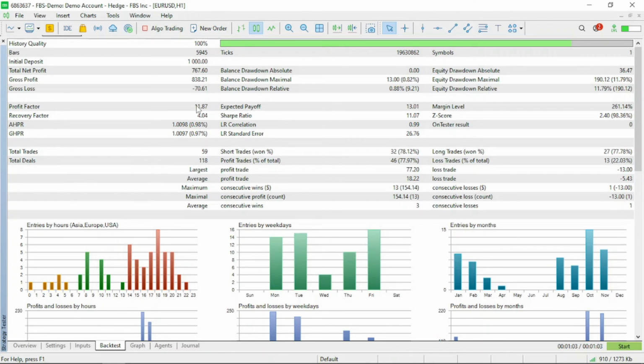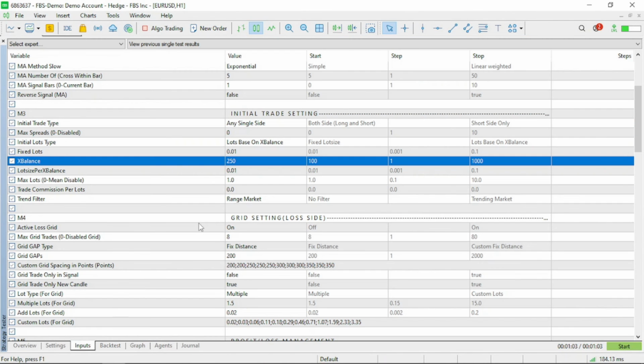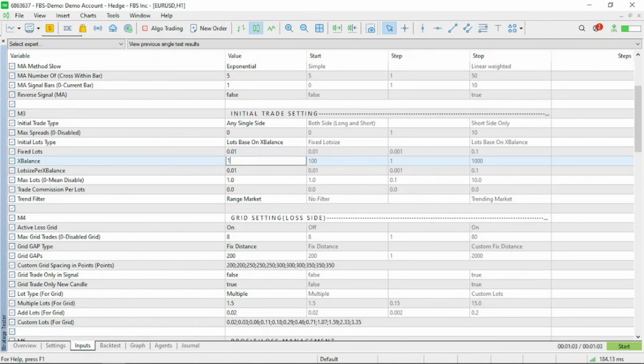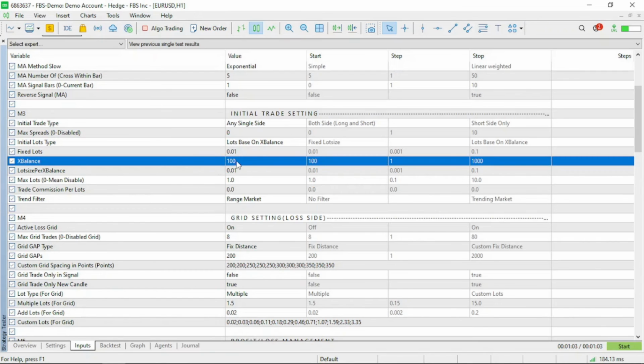We have another healthy and extremely good profit factor of 11.87 with a total net profit of $767.60 with an equity drawdown of $190.12. It won a total of 77.97% of its trades by placing 58 trades during the year.